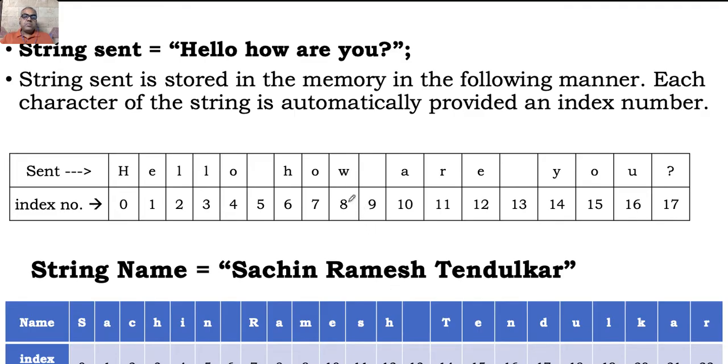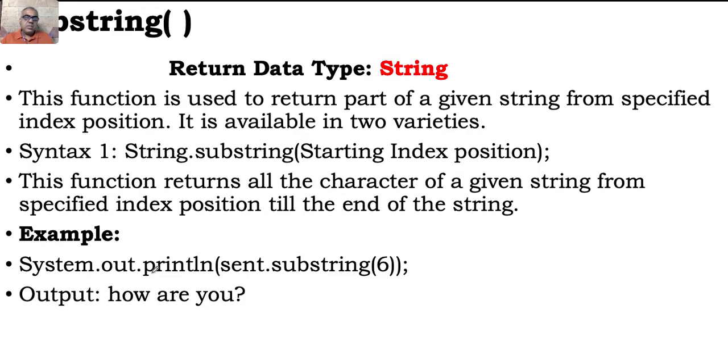Then we are also going to make use of these two standard variables for all our explanations. So our first standard variable is sent, which says hello, how are you? Here are the index numbers. Our second standard variable is Sachin Ramesh Tendulkar, where here are the index positions. Now let us get into this to understand what is this substring. So it is substring.